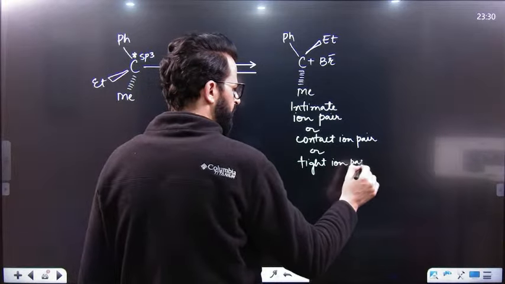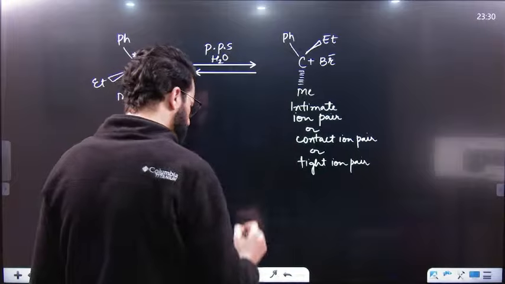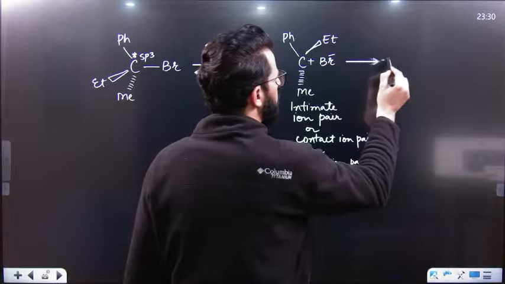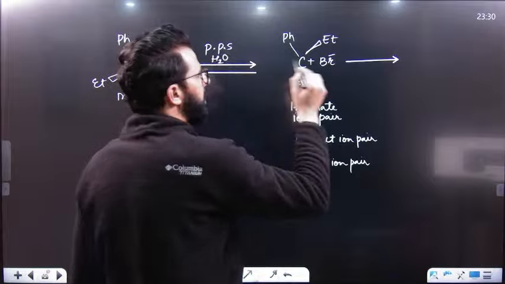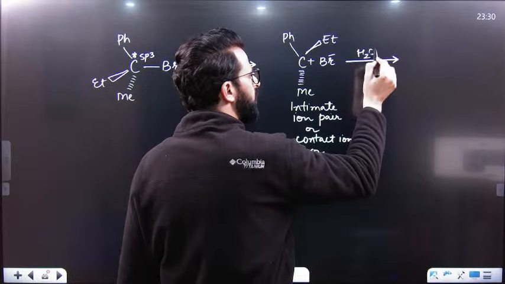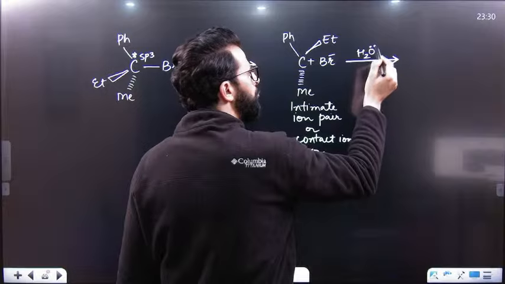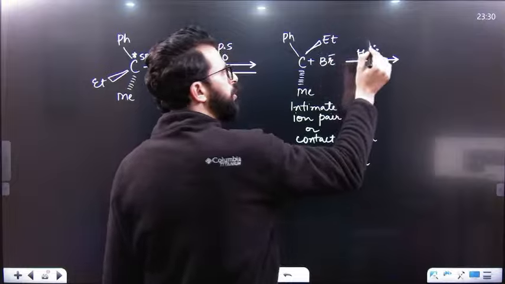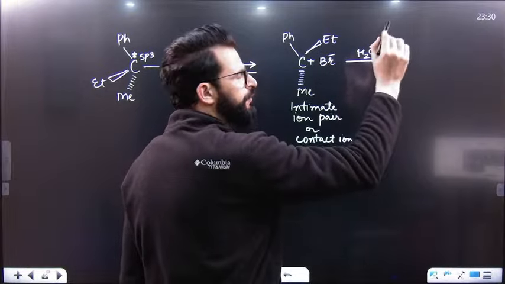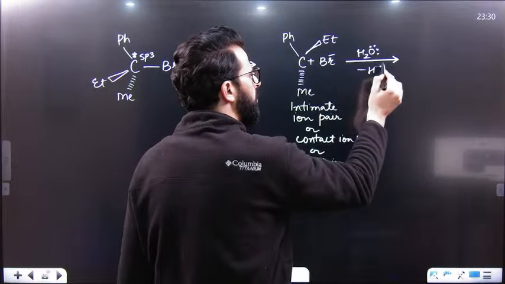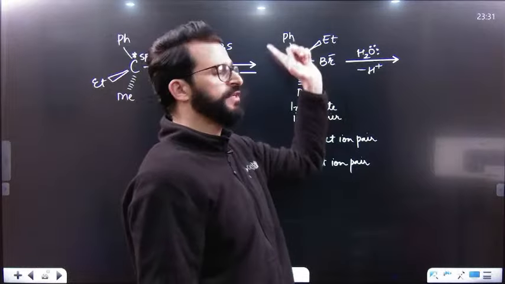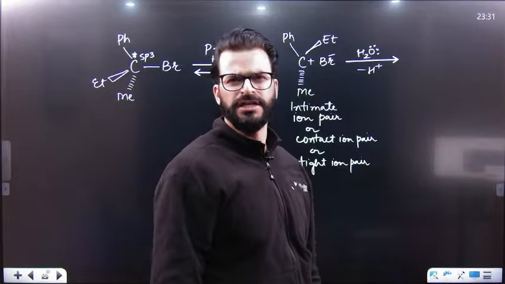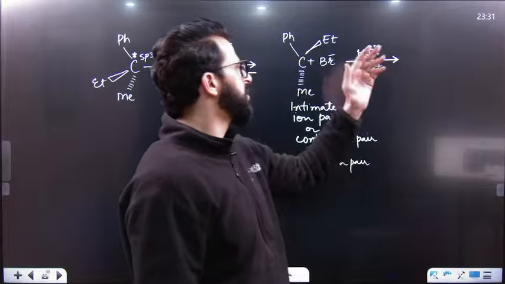Now, what will happen? After this, nucleophile will come and it will attack. Suppose our solvent acts as a nucleophile. Then this is a neutral nucleophile. Whenever it attacks, it acquires a positive charge. Finally, it will lose H positive. So let me remove H positive first. But actually, H positive is removed after the attack. Now, for the sake of simplicity, let us remove H positive.